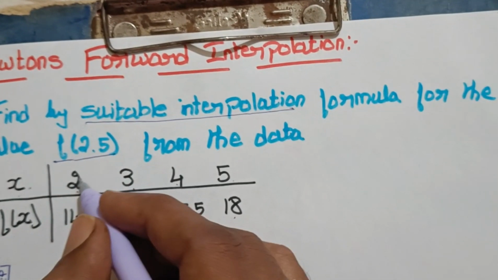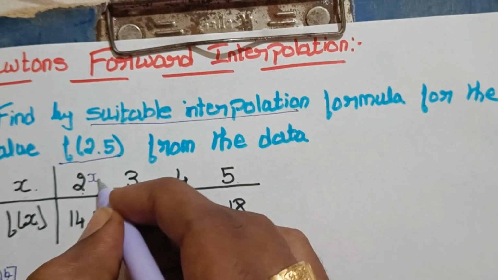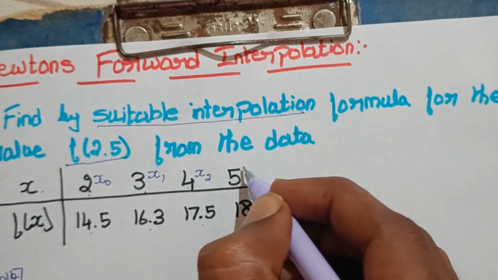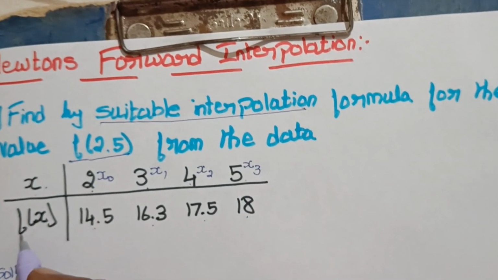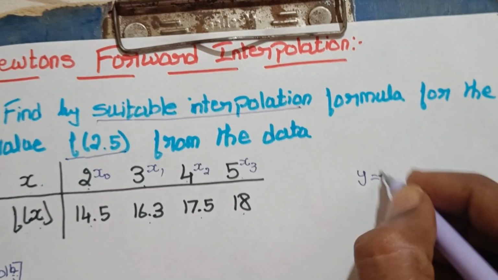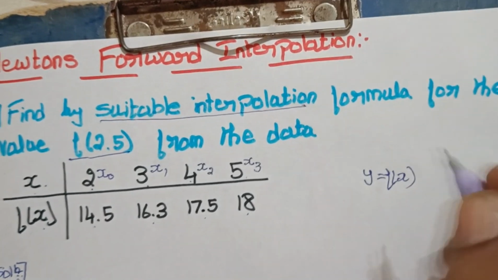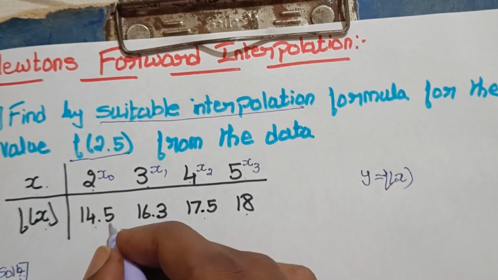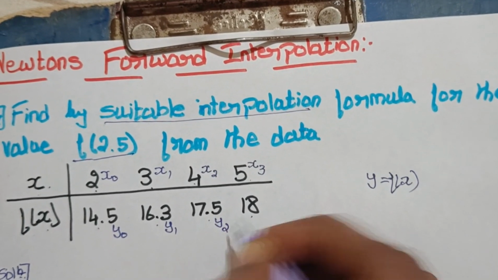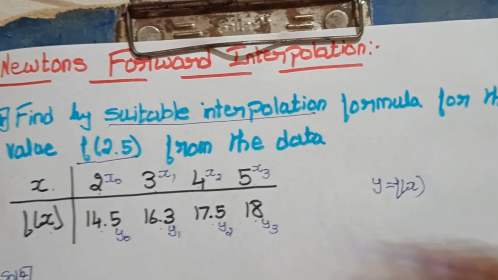These are nothing but first value is x naught value. This is x1 value. This is x2 value. This is x3 value. Similarly, f of x we write as y. That is nothing but y is equal to f of x. Therefore, first value is y naught value. This is y1 value. This is y2 value. Similarly, this is y3 value.